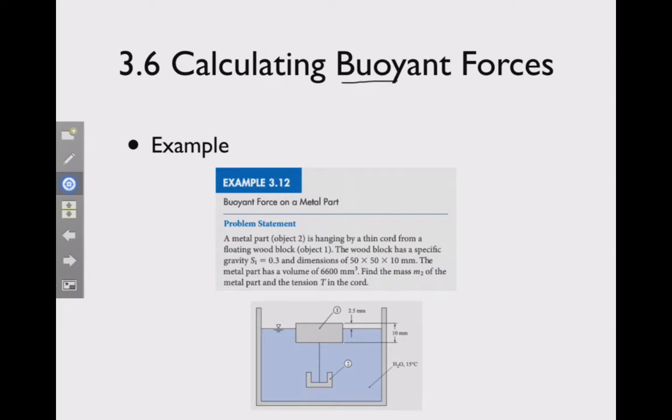The metal part has a volume of 6,600 cubic millimeters. So again, it's pretty small. And we want to find the mass of the metal part and the tension in the cord as part of this problem. Let's go ahead and get a new page up. If we define the situation, we know that we have properties that we need to use.